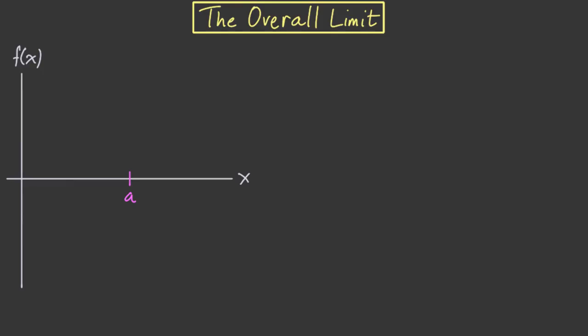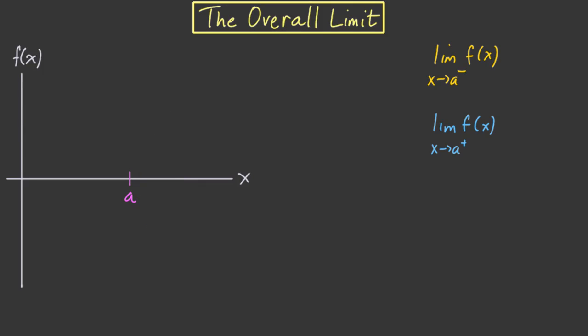We've learned about left and right-hand limits. The left-hand limit is asking about what happens when x approaches a from the left. So it's concerned with values of x that are over here to the left. And the right-hand limit is talking about values of x that are close to a, but on the right, over here.